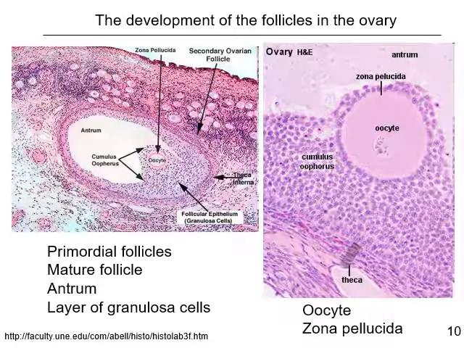The development continues. So this is continuing the development of the ovarian follicle. Here is a mature follicle showing the fluid-filled antrum, the oocyte surrounded by the zona pellucida, itself surrounded by a layer of granulosa cells, and outside that, a layer of theca.